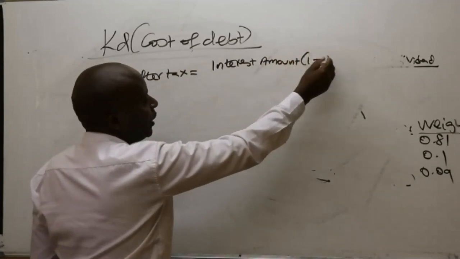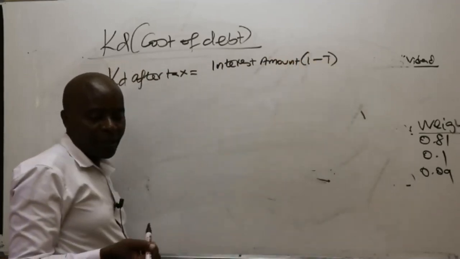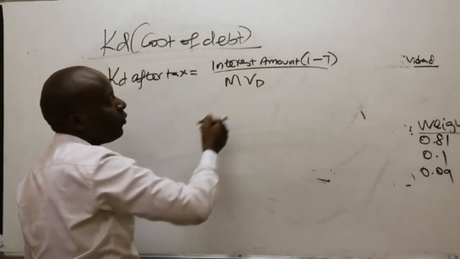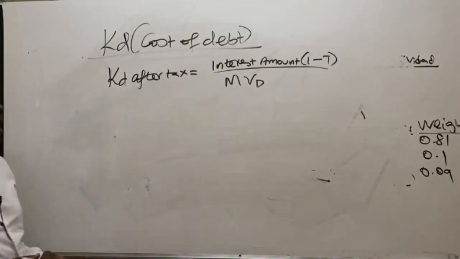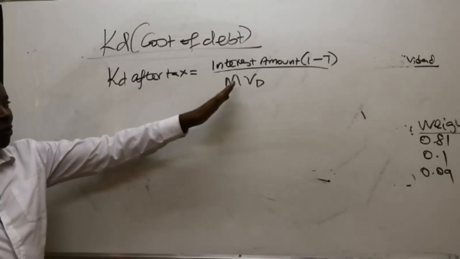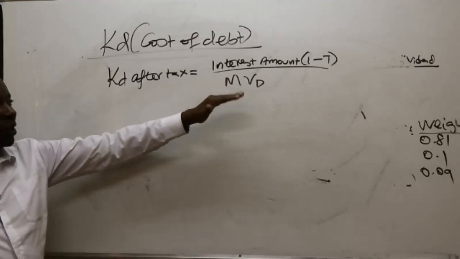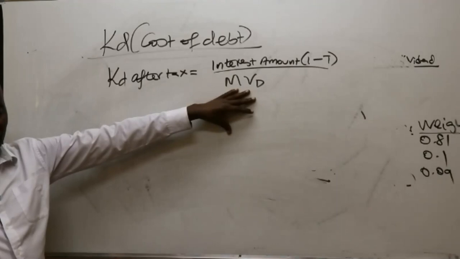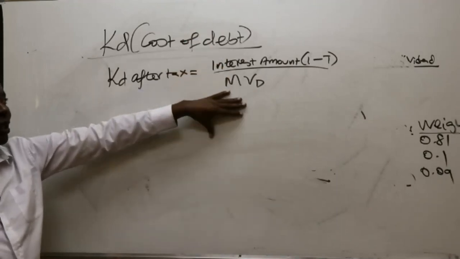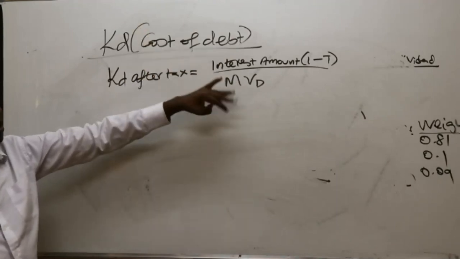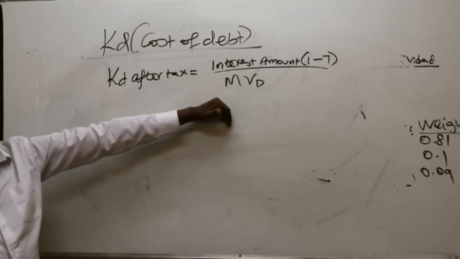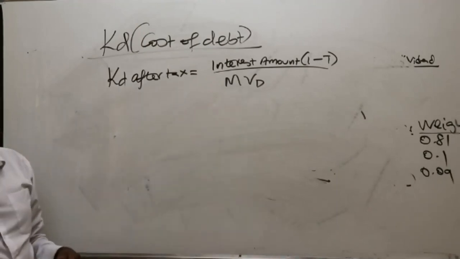We subtract taxation, and then we divide this by the market value of debt. We divide by market value of debt. So the amount that the debt holders gave us, versus the interest that we shall return this instrument with. But remember, interest, unlike dividends, is tax allowable.